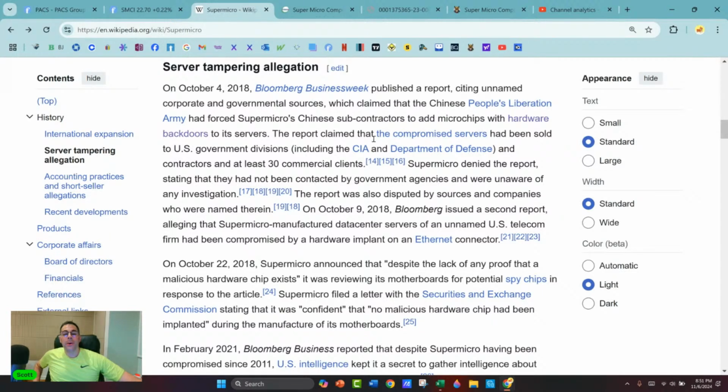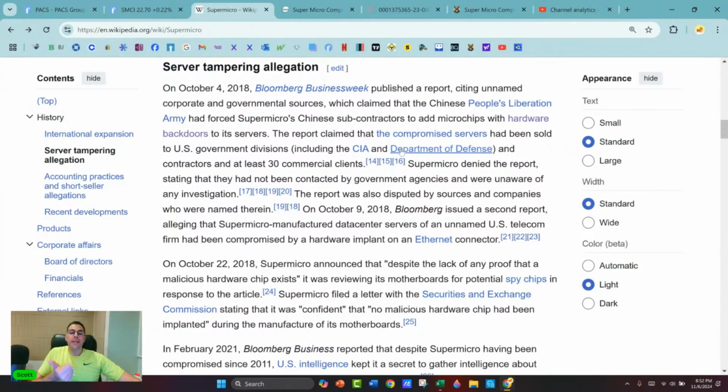The report claimed that the compromised servers had been sold to U.S. government divisions. So the Chinese government had this company add code to its semiconductor chips and sell those chips to the U.S. government, so the Chinese government can spy on the U.S. government. And of course, this company did it because it's all about money with this company. They don't care about ethics.